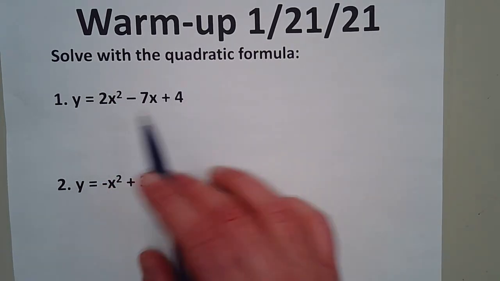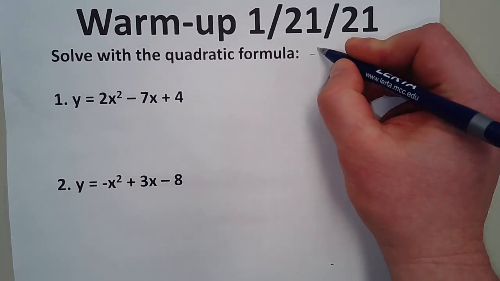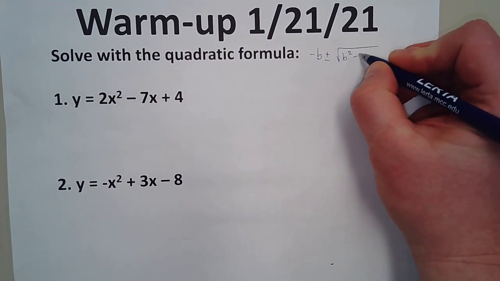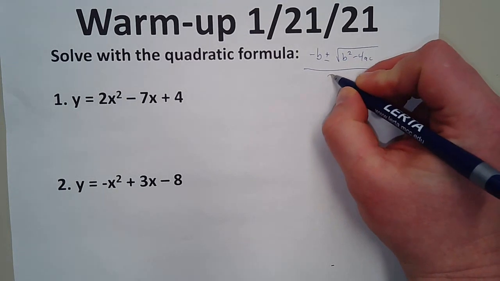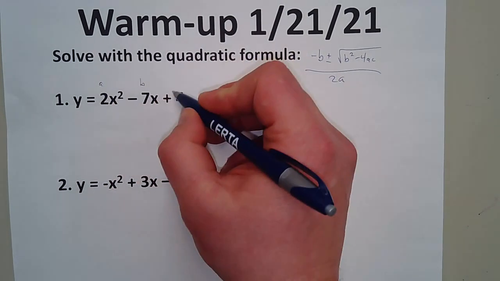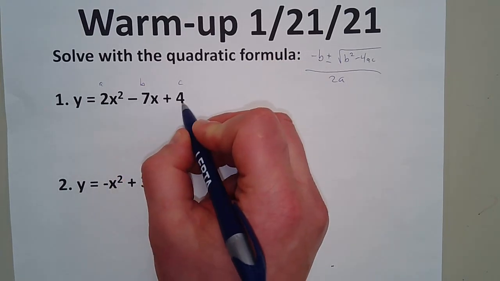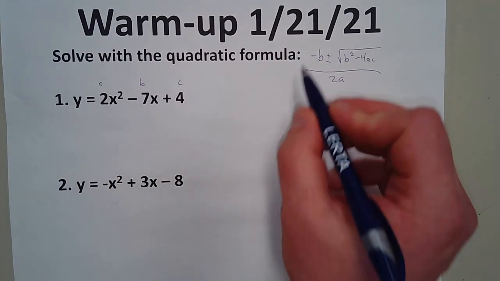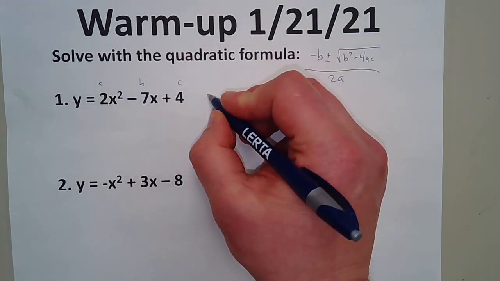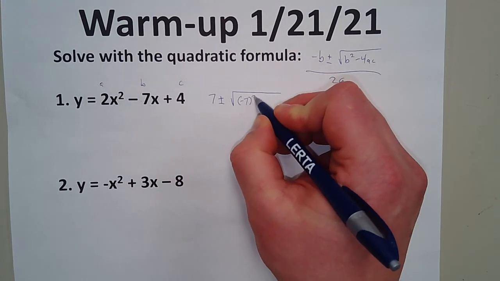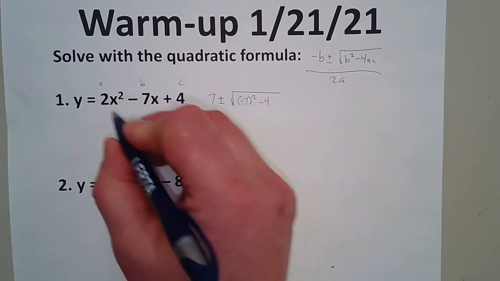Now, the quadratic formula, if you want to jot it down real quick, is negative b plus or minus the square root of b squared minus 4ac, all over 2a. And our a, b, and c are just the coefficients on each of these variables in descending order. So the first step is to substitute everything in. It's always the opposite of b.